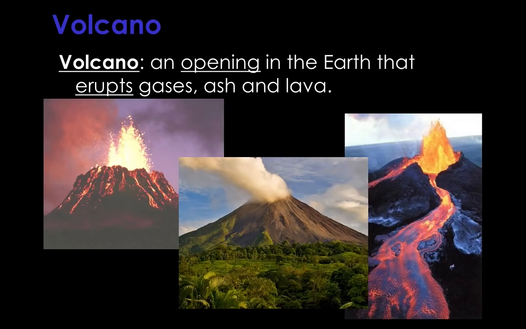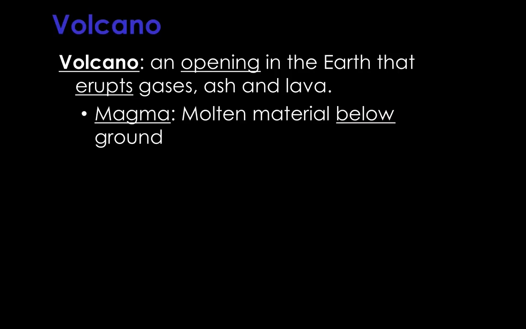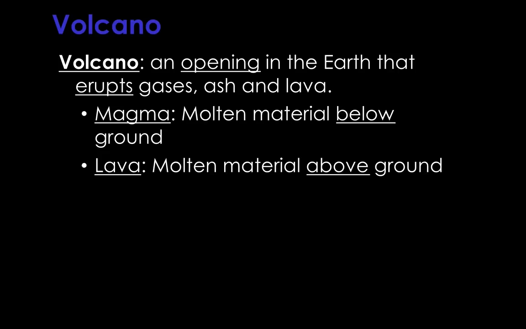So a volcano is an opening in the earth that erupts gases, ash, and lava. We've got different kinds of volcanoes, different shapes of volcanoes. Magma is when the molten material is below ground. You already know that. We've talked about that before. Once it becomes above ground, now we call that molten material lava. And when we say molten, that means hot, right? Liquid. So we're talking about liquid rock here at this point.